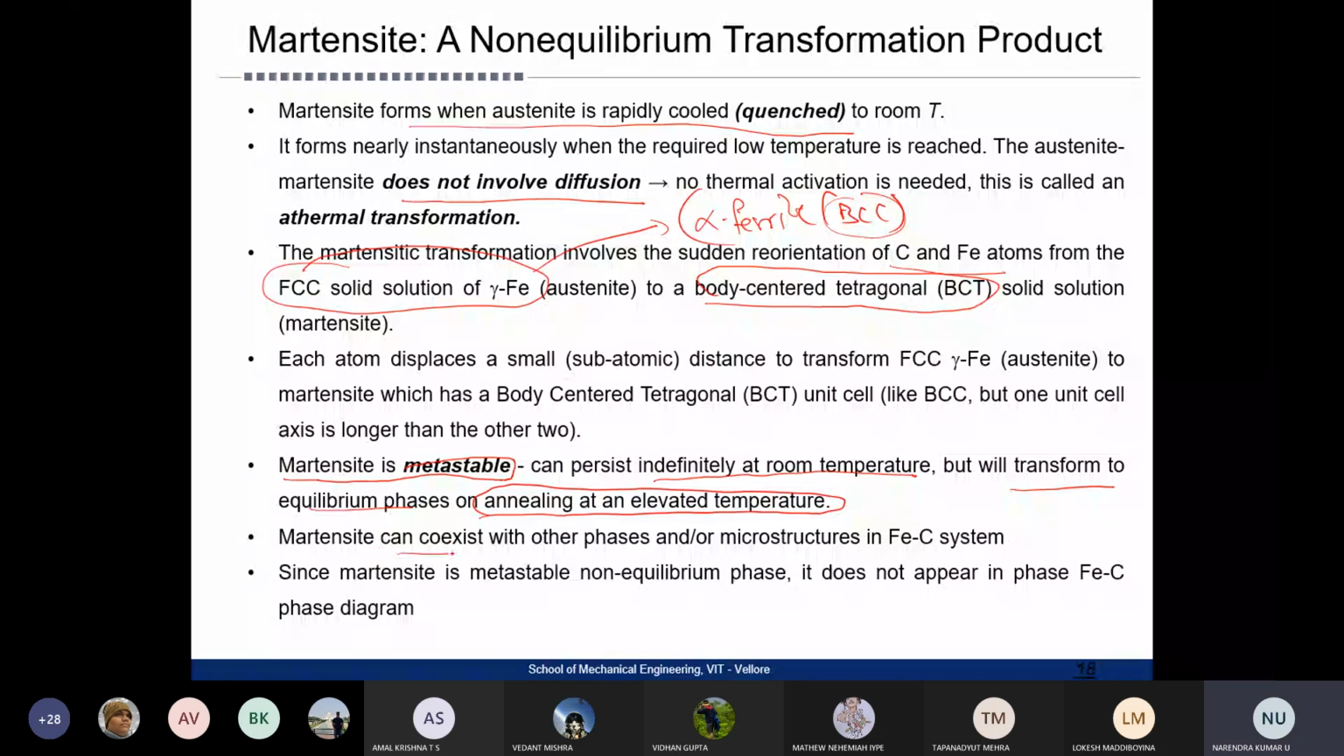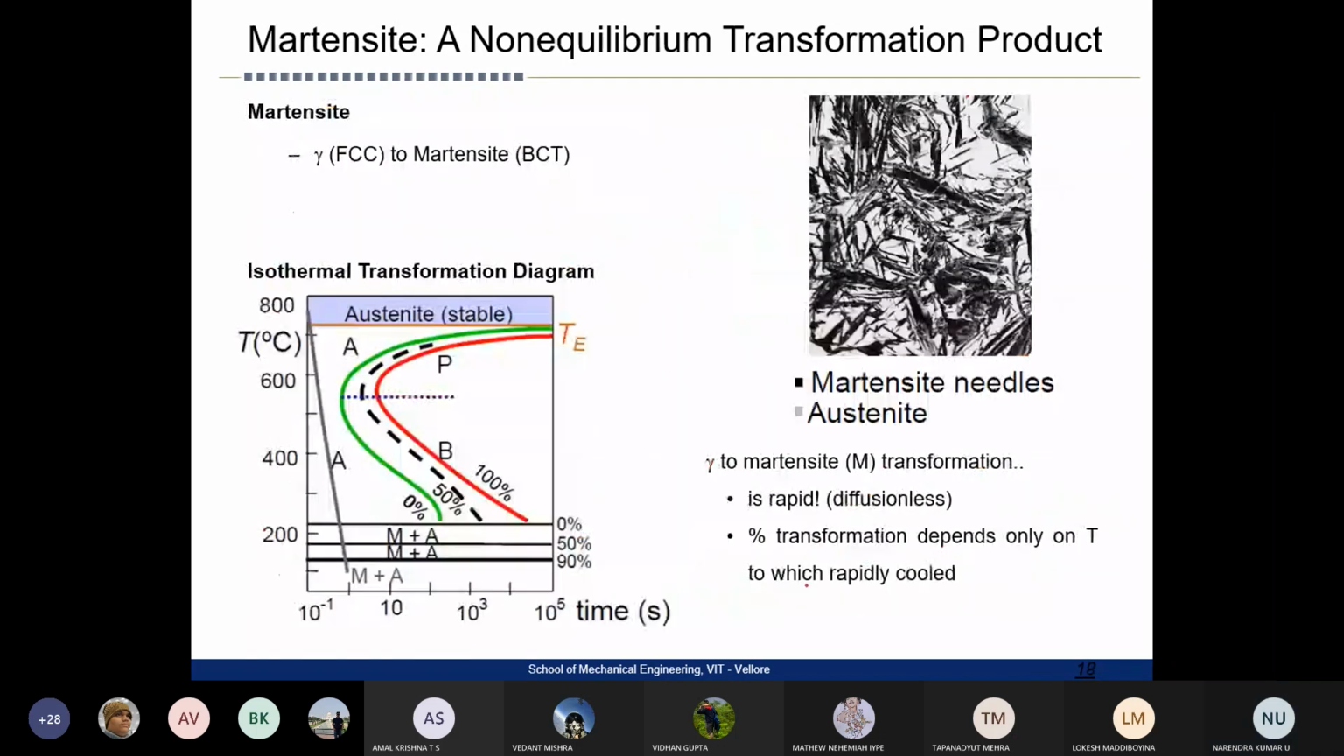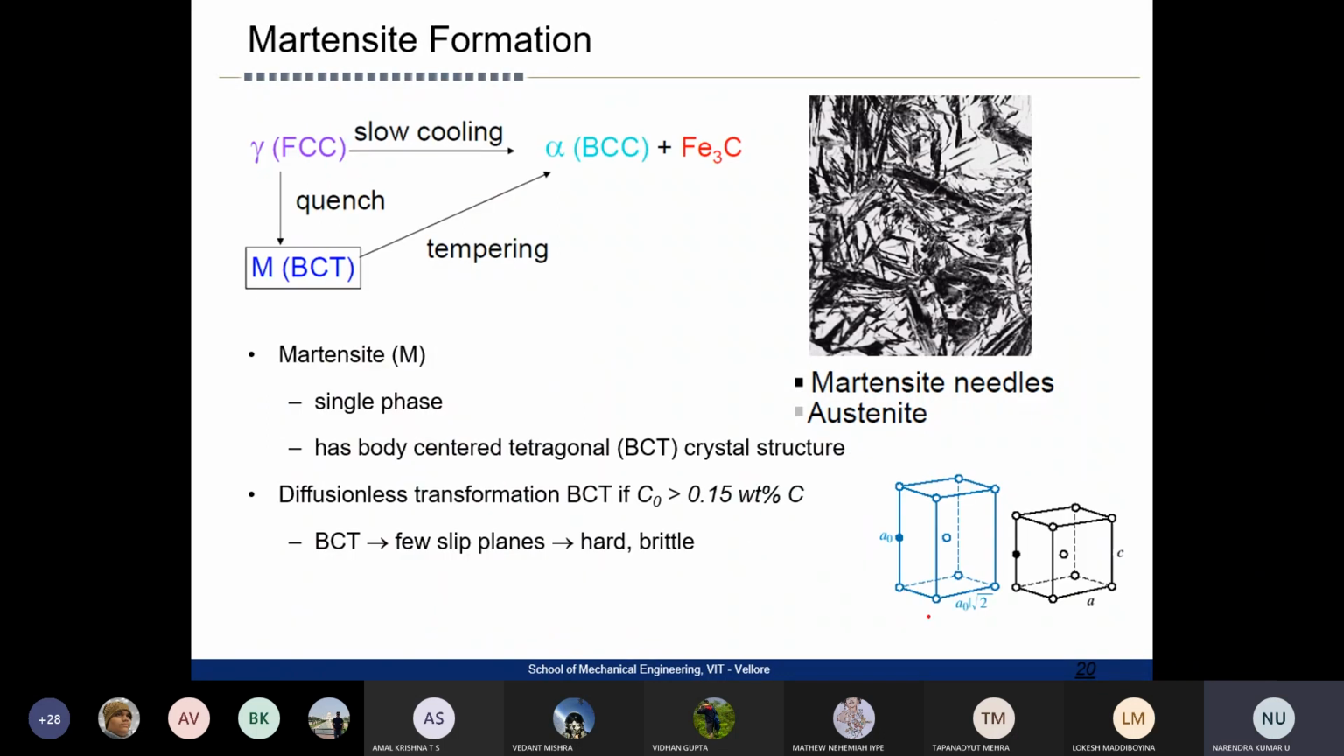One more thing, it can coexist with other phases and is also a microstructure in the Fe-C system. It is a non-equilibrium phase, so that's the reason it is not in the iron-carbon phase diagram. So gamma austenite, which is FCC, is getting converted to BCC. If you see the structure, this is how it is.